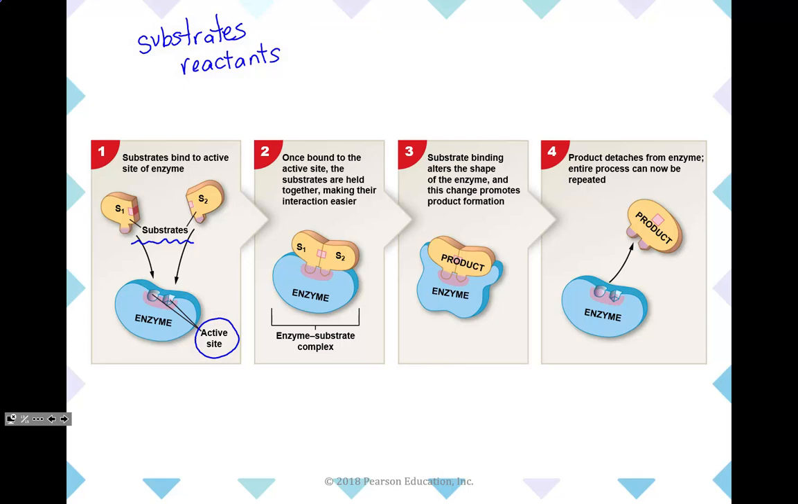And once they're bound to the active site, they're held together in this enzyme-substrate complex, and that allows the chemical reaction to take place. That promotes or even speeds up the chemical reaction. Now the product can detach from the enzyme. The enzyme is unchanged, still has the active site, still has the same folding, and the entire process can be repeated.